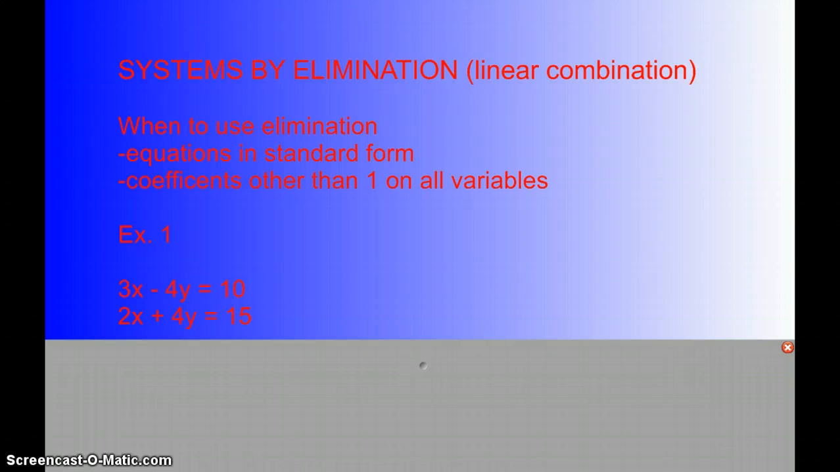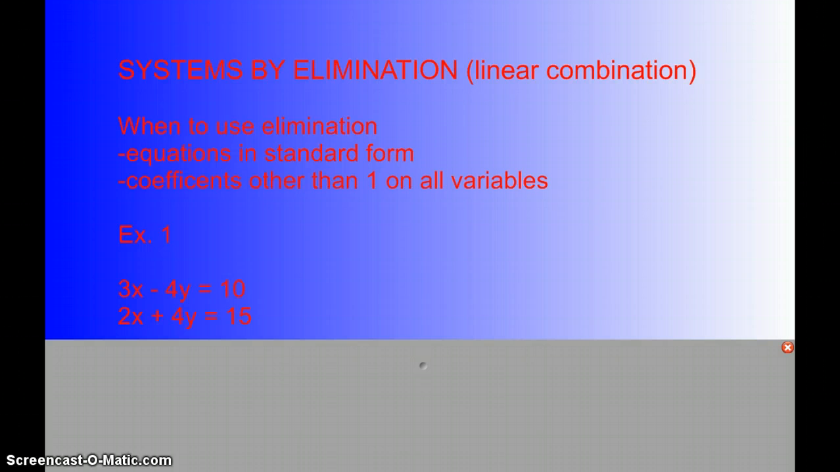We're going to be looking at equations that are in standard form. That means you have x plus y equals the solution. And we're going to be using elimination when the coefficients are other than 1 on all the variables. Yesterday, we talked about using substitution when you have a variable by itself. When you have just an x, just a y, a coefficient of 1, it makes it easy to solve for that variable and substitute. Well, now we're going to get into more challenging equations like you see in example 1.